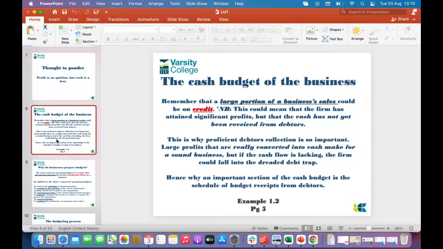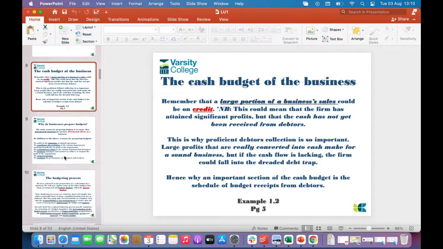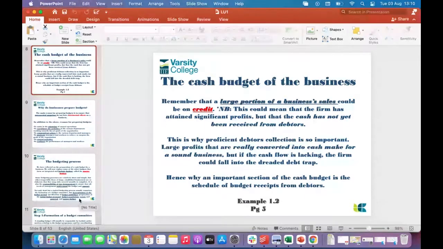Then we have the cash budget of the business. Okay, so here now they're stepping into different types of budgets. All right. Remember, a large portion of a business's sales could be on credit. Important. This could mean the firm has attained significant profit, but that the cash has not yet been received from debtors. Okay, so this is now speaking a bit to what I was saying.